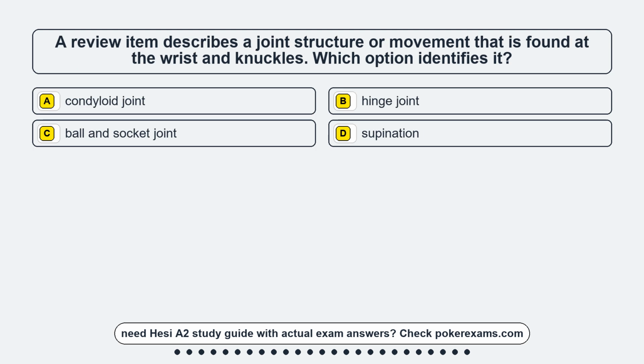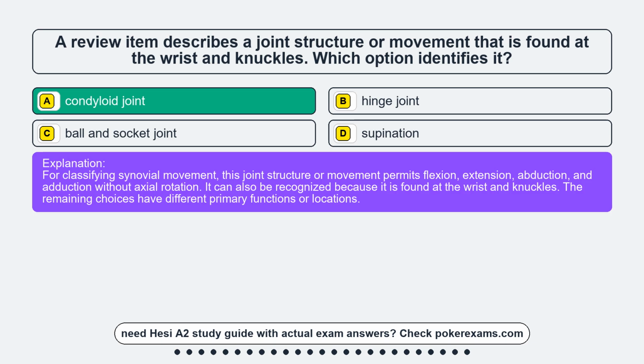Question 15. A review item describes a joint structure or movement that is found at the wrist and knuckles. Which option identifies it? Option A, condyloid joint. Option B, hinge joint. Option C, ball and socket joint. Option D, supination. The correct answer is option A, condyloid joint.